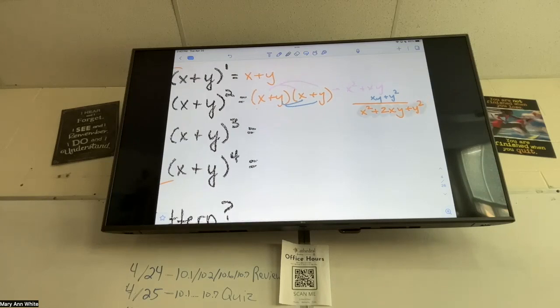Now to do x plus y to the third, we're going to have to do x plus y times x plus y times x plus y. Now, let's work smarter, not harder. We just did x plus y times x plus y, correct? We got x squared plus 2xy plus y squared. So let's just take x plus y and multiply that by what we just got.